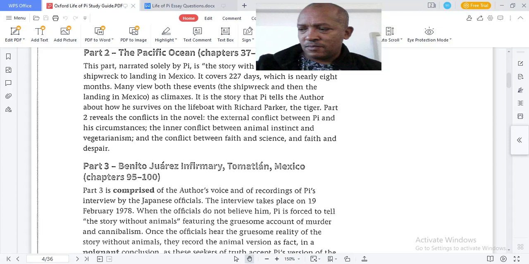Then there is the inner conflict, conflict number 2, between animal instinct and vegetarianism. Then conflict number 3, the conflict between faith and science, and faith and despair. Like you either have faith or you don't have the faith. It breaks you down. External conflict: Pi and his circumstances. He's on this boat and it looks crazy. Conflict number 2, inner conflict between animal instinct and vegetarianism. And then the conflict between faith and science, that's number 3. Then there's conflict between faith and his despair.